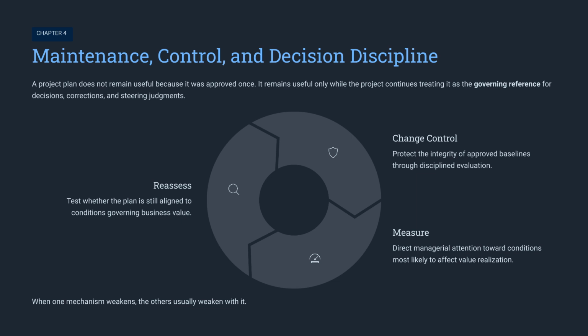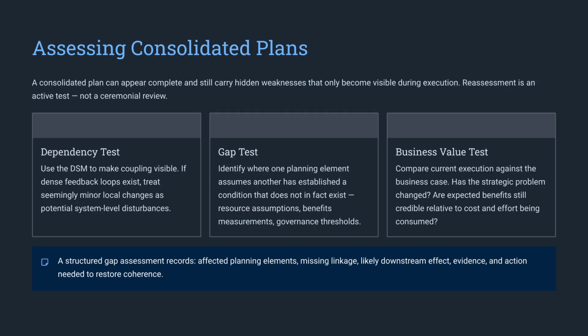An approved plan remains useful only while it continues to govern real decisions. Maintain that authority through periodic reassessment, disciplined change control, and measurement focused on the conditions most likely to affect value realization. A consolidated plan may look complete while containing hidden weaknesses. Reassess it using dependency, gap, and business value tests, and document missing linkages, downstream effects, evidence, and the action required.